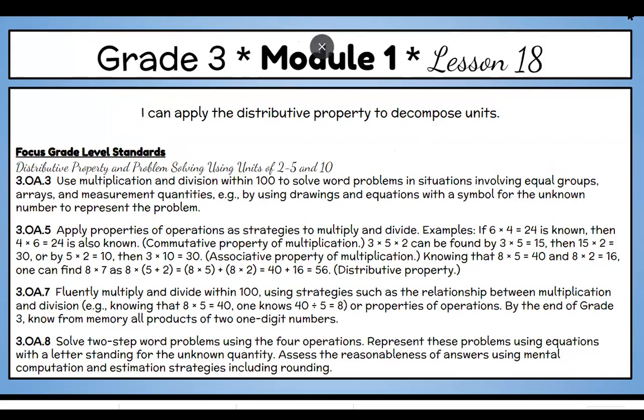Hi everybody, today we're working on Module 1, Lesson 18. I can apply the distributive property to decompose units. Decompose means like break apart or break down.